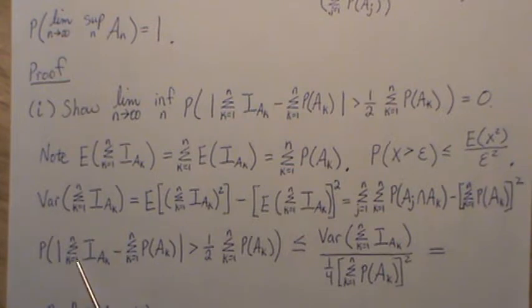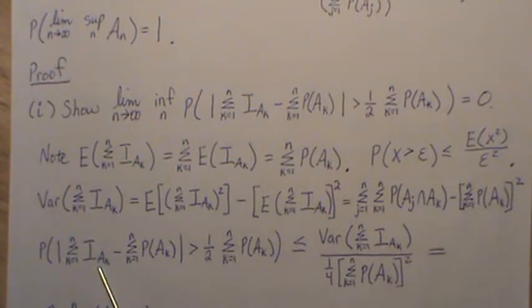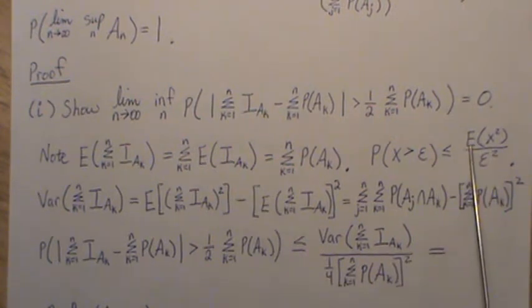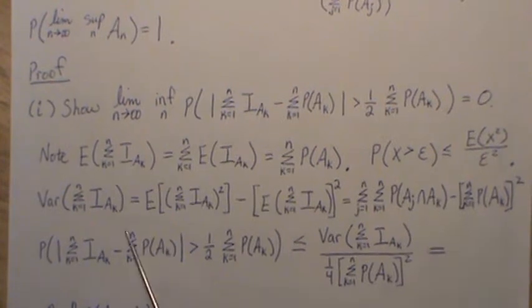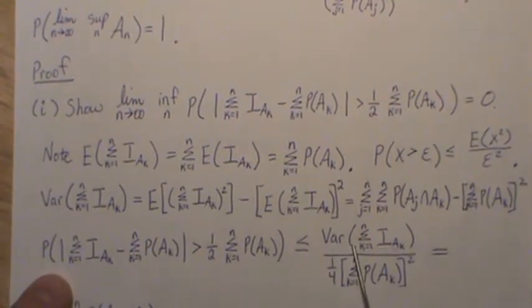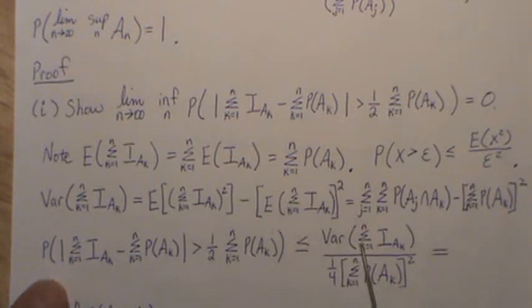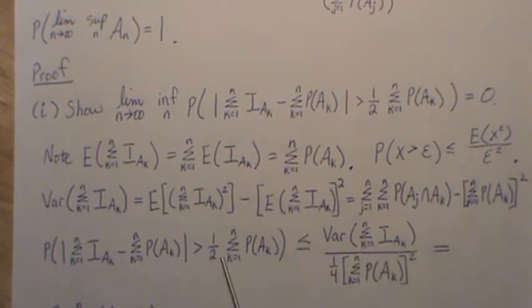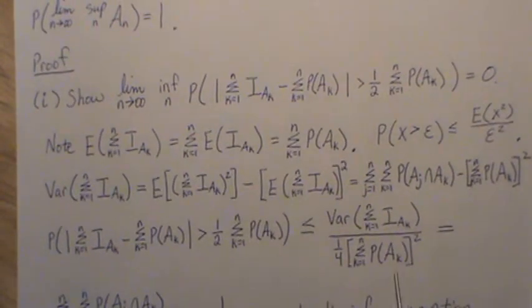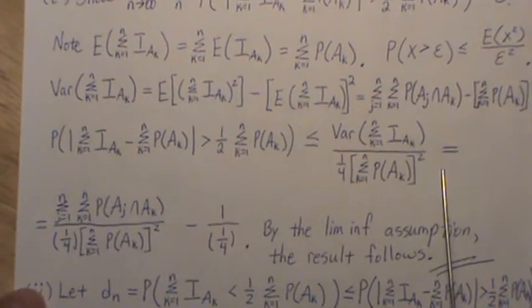So if this is X and this is minus this quantity, this is the mean of this quantity, right? So the expected value is that. When we look at Chebyshev's, the expected value of this quantity squared, this is the variance. That's the definition of the variance. And then you take this squared, so 1/4, then that squared. So that's equal to this.